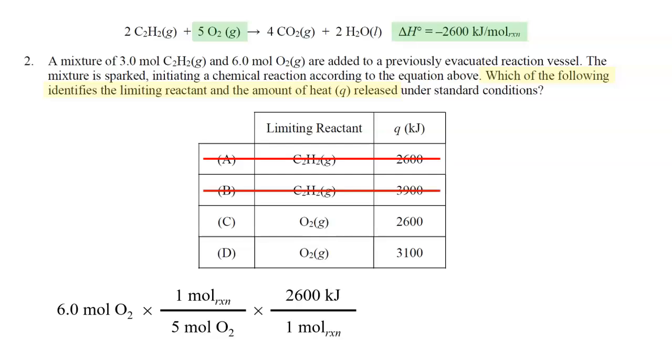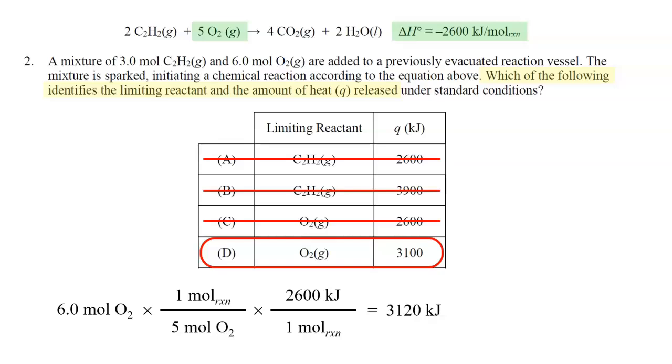So now we can pick up our calculator and convert from moles of oxygen to mole of reaction, and from mole of reaction to kilojoules of heat released. So 6 divided by 5 times 2,600, we get a value of 3,120 kilojoules. So looking at our choices, we can eliminate choice C, and the correct answer is choice D, so that 3,100, when rounded off to 2 significant figures, tells us the amount of heat that is released, and again, oxygen is the limiting reactant.